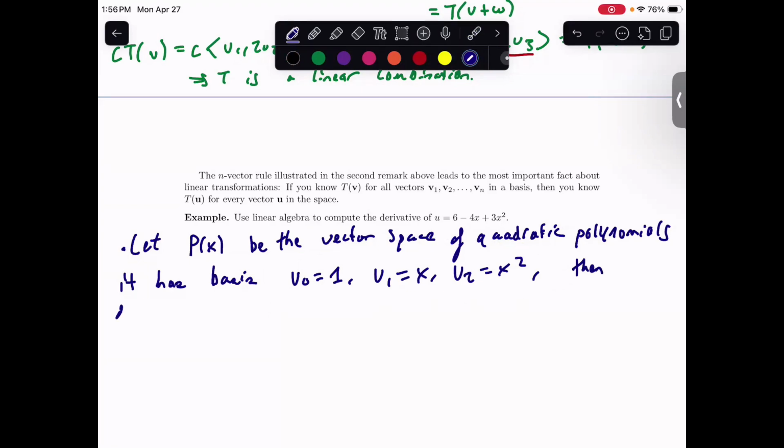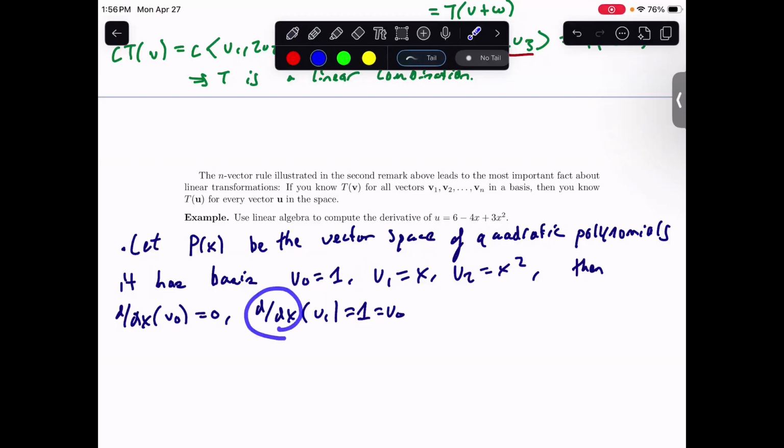And so we get the following: d dx of v naught. V naught is just equal to the constant 1, so if we take the derivative, it's going to be equal to 0. If I do the derivative to v1, v1 is just equal to x, so the derivative is just going to be equal to 1, which is equal to v naught. So d dx of v1 gives you the other basis vector, v naught. And then if I do d dx of v2, v2 is equal to x squared, so this will give you 2x, which you can write as 2 times v1.